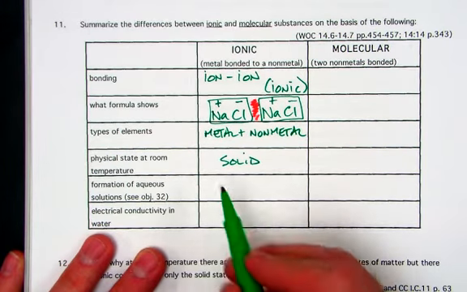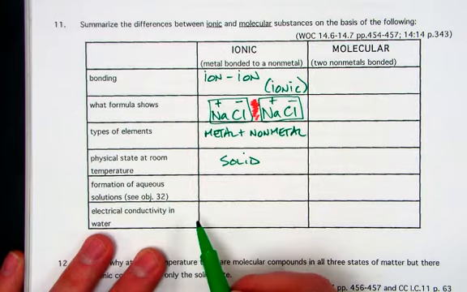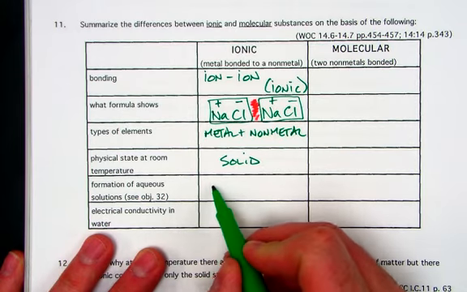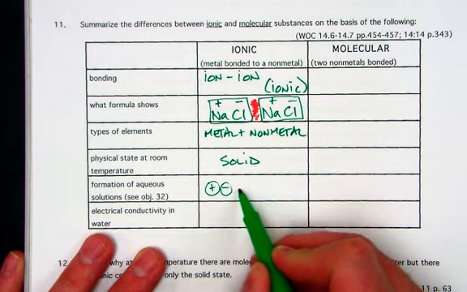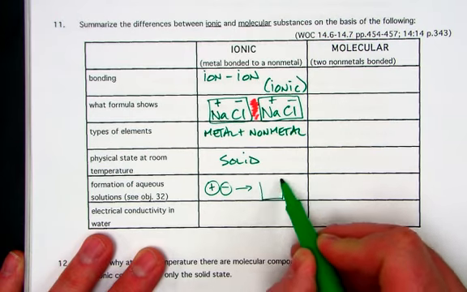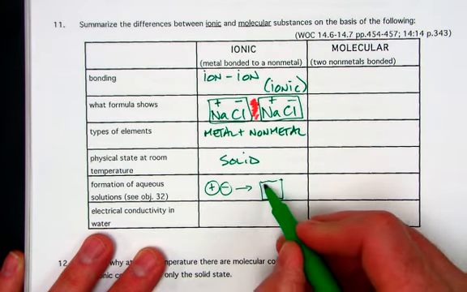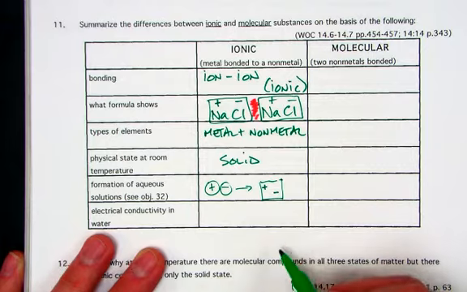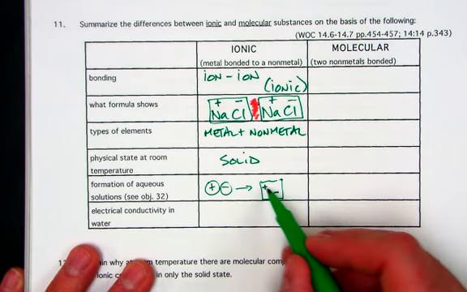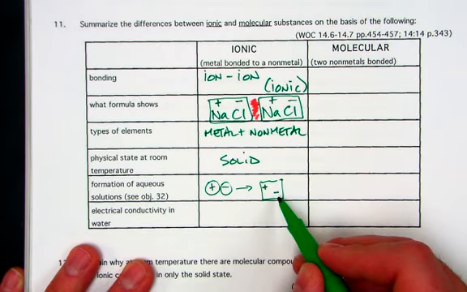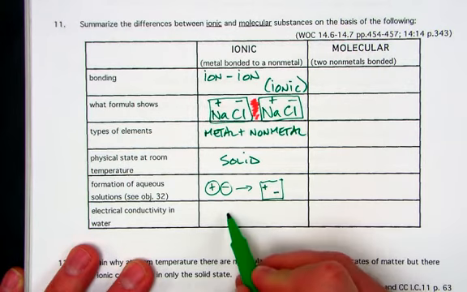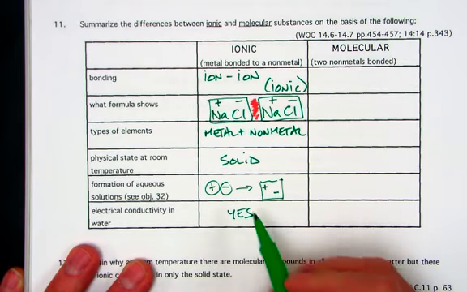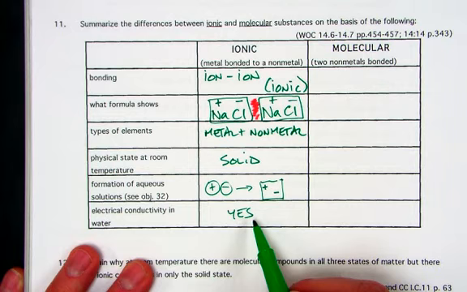In terms of an aqueous solution, when it dissolves in water, if you have an ionic substance like this, when it dissolves in water, so I got some water here, that positive is going to separate from the negative, and this now sort of looks like a battery, doesn't it? So this positive-negative difference in charge is going to allow it to be conductive in water. So in terms of electrical conductivity, it will be conductive.